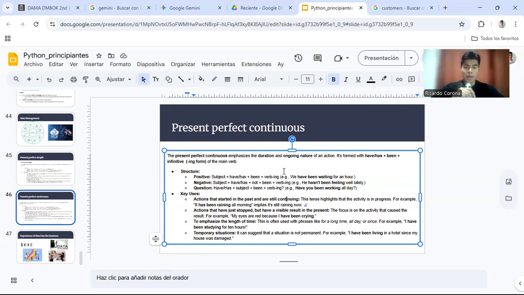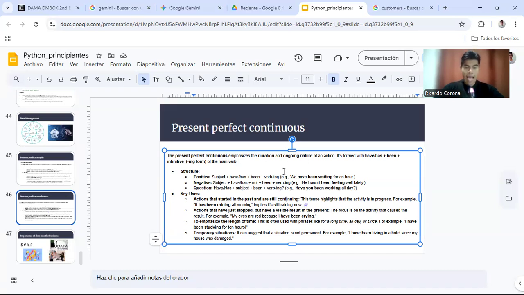And the question: have or has plus subject plus been plus verb in ing. Have you been working all day? Or have you been studying for 3 hours today? Or have you been working for about 30 minutes? This is the key structure.